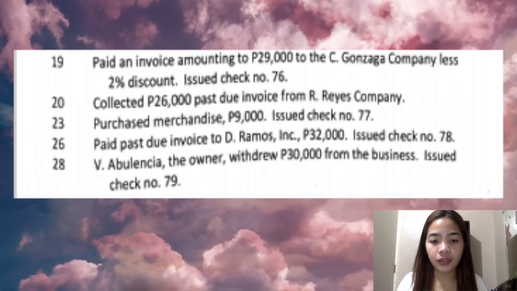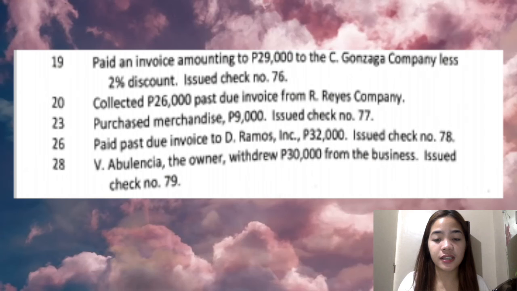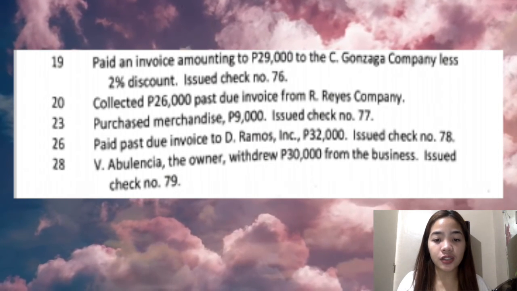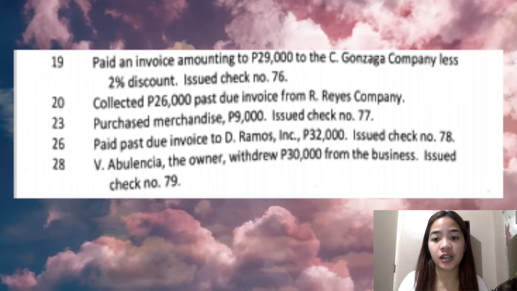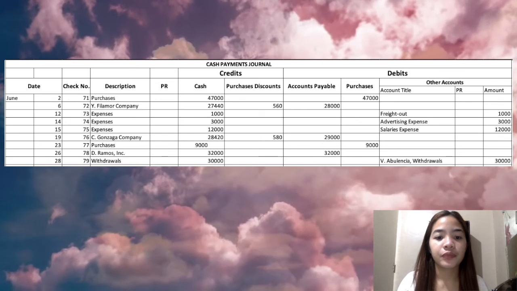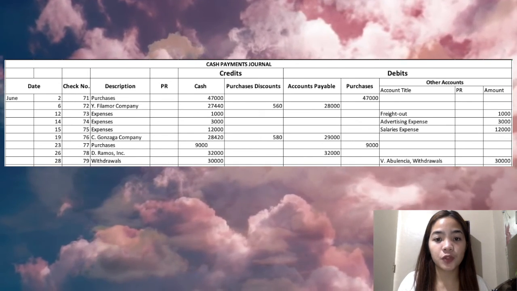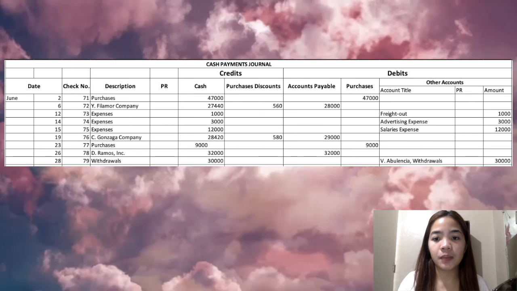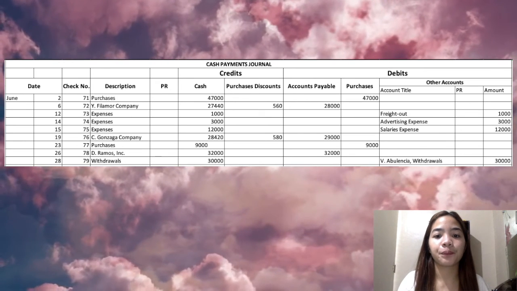June 28, V. Abulancia, the owner, withdrew 30,000 from the business, issued check number 79. Sa transaction na ito, naglabas ng pera ang business, kaya lagay natin siya sa cash payments journal. June 28, check number 79, description withdrawals, credits, cash, 30,000, and then debit natin is V. Abulancia withdrawals, 30,000 also.